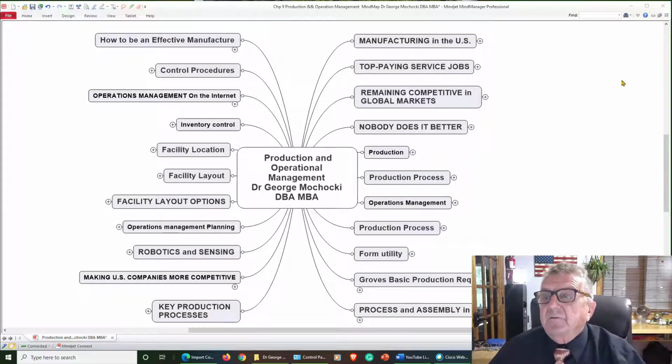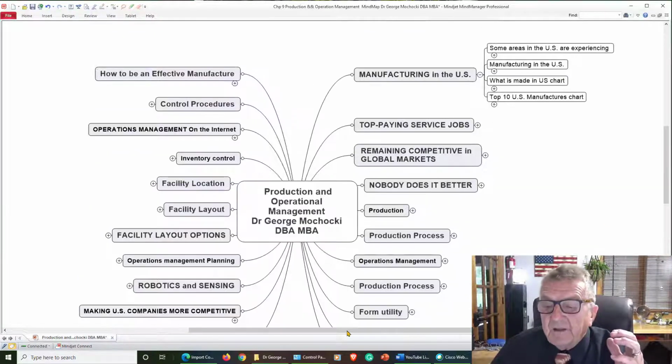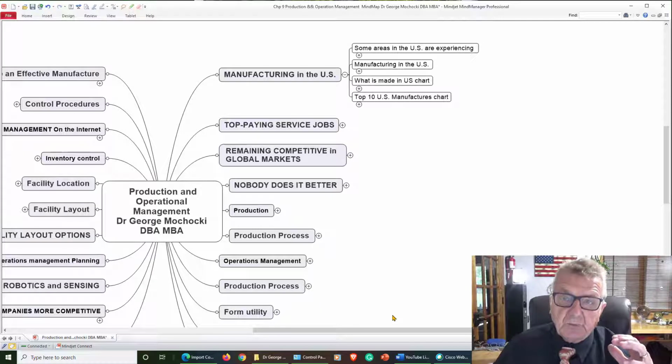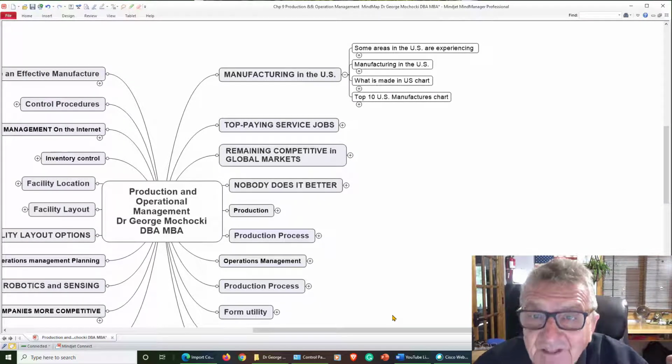Okay, my overview. So manufacturing. Now, when you really look at manufacturing, that was on the way out. Manufacturing is on the way out. Whether you like President Trump or not, people go, Dr. George, why are you always bringing it up? He is the President of the United States.